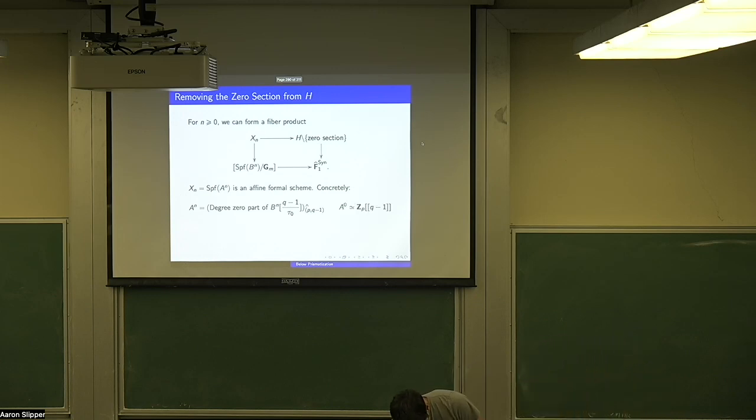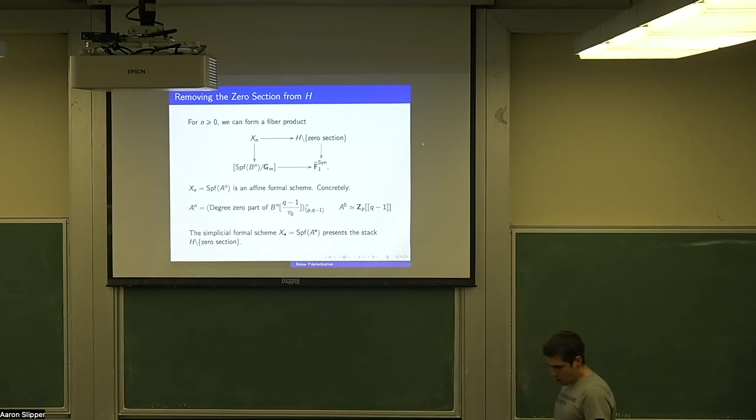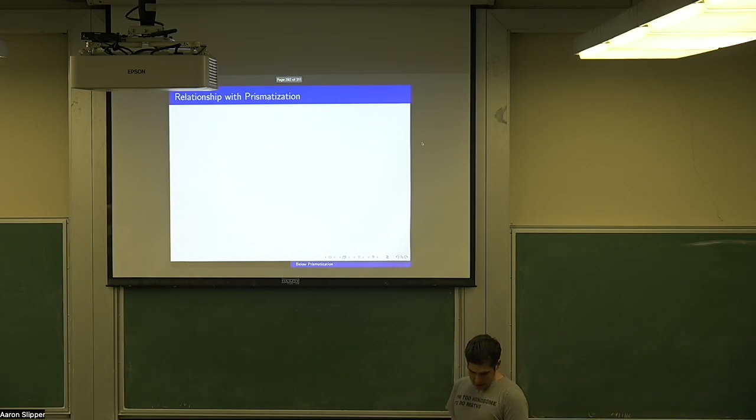Okay, so that ring A sub n is whatever it is, and A0 is Z_p double brackets q minus 1. And now what's going on here, as n varies, these A sub n's form a cosimplicial ring. And when I take the formal spectrum, then we get a simplicial, well, not scheme, but formal scheme, which is a presentation of the object that we're trying to analyze, H minus its zero section.